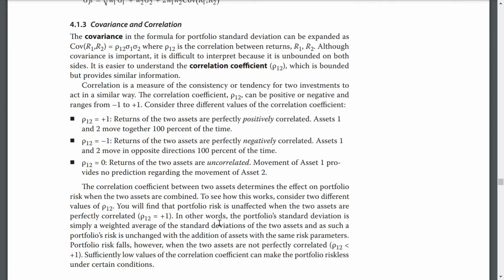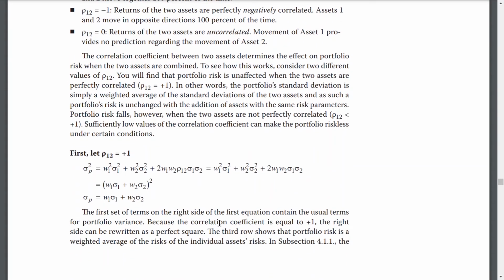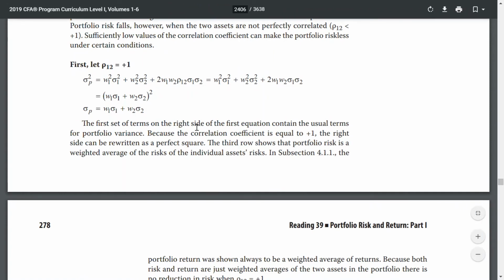Consider the three different values of the correlation coefficient as such. The correlation coefficient between two assets determines the effects on portfolio risk when two assets are combined. To see how this works, consider two different values of ρ12. We will find the portfolio risk is unaffected when the two assets are perfectly correlated, or ρ12 equals 1. That's when they are perfectly correlated, and they have no correlation when it is at 0, and they have negative correlation when they're at -1. Sufficiently low values of the correlation coefficient can make the portfolio riskless under certain conditions.